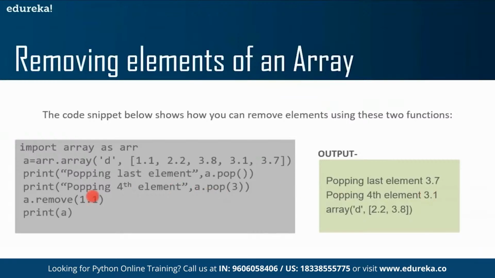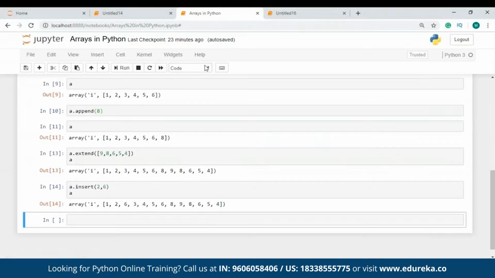After that, I've used the remove function. Like I've told you before, the remove function takes one parameter, which is the element to be removed. And you can see in the output that the remove function has not returned any value. After that, I've printed my array, and you can see all the values that were removed using these two functions are no more present in the array A. Now let's go to our Jupyter notebook and do the same.